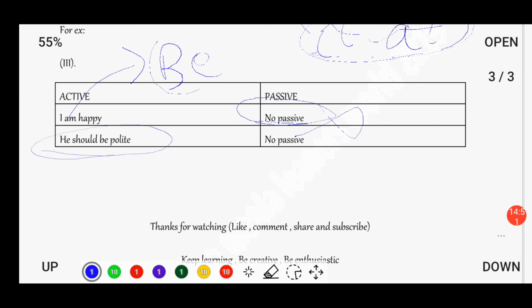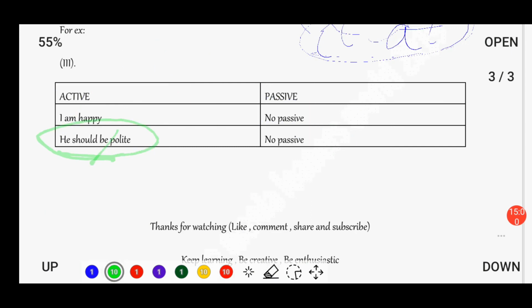Similarly, the second sentence given here is "He should be polite." Now here what is written in the place of the main verb is be. It is be in the place of the main verb, so it cannot be converted into a passive voice. It has no passive voice.